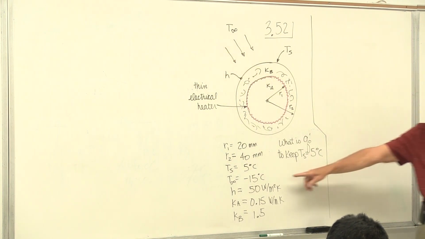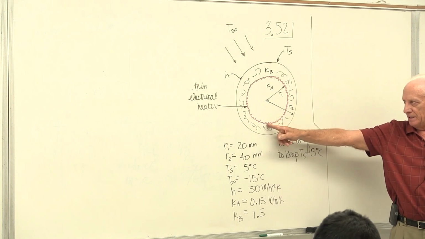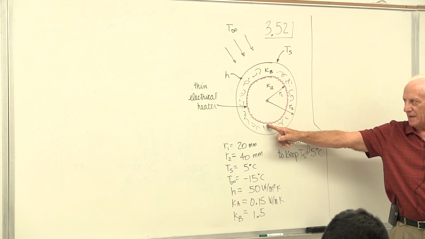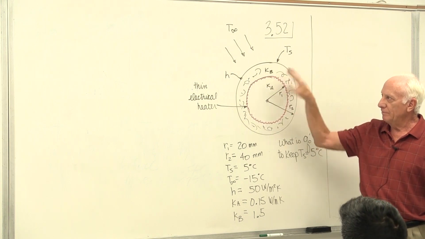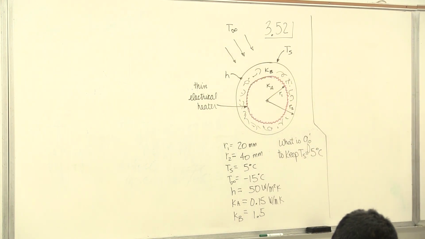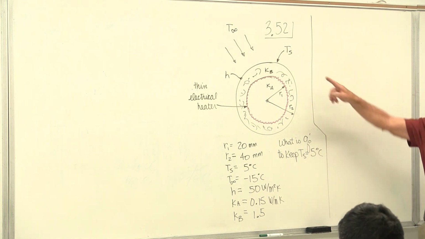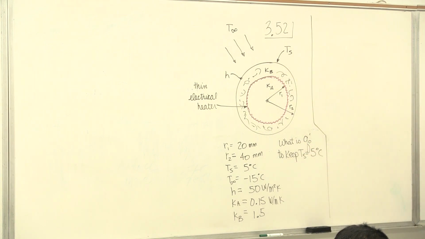The air outside is at minus 15 degrees C. The electric heater provides power. The heat from that heater goes through the material B and out to the air, T infinity. That's how it gets out. We're asked to find the power required to keep the surface temperature at 5 degrees C.